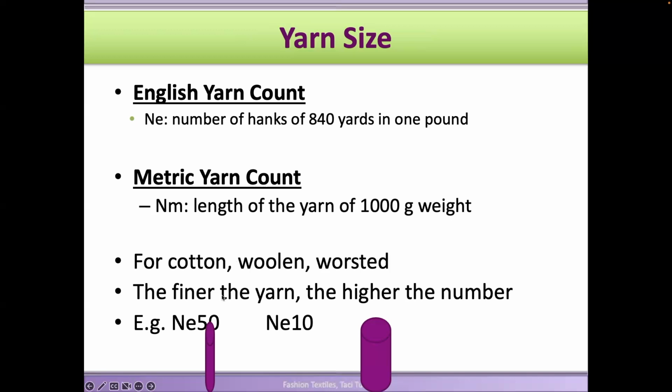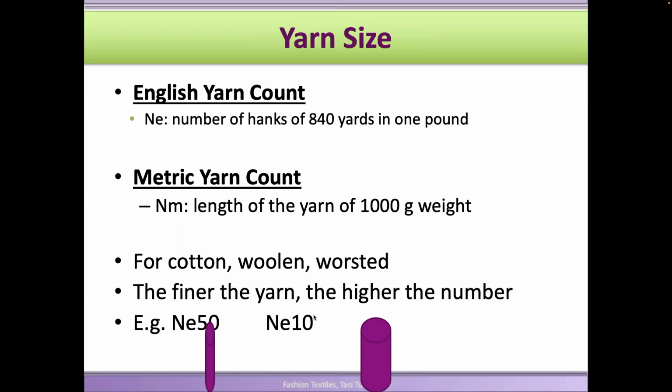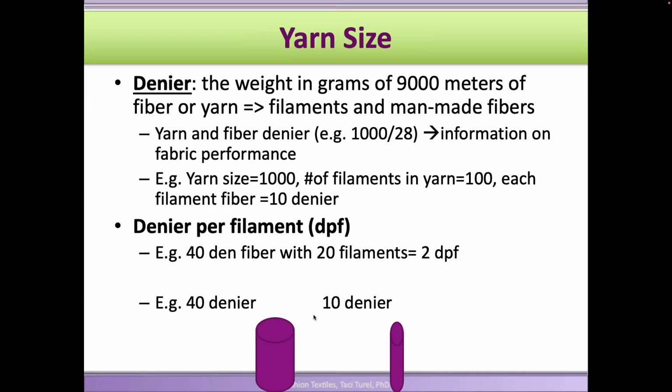So for example, this is an NE50 in the English yarn count system, and this is an NE10. So when the number goes down, your yarn diameter gets larger. So this is why we say the finer the yarn, the higher the number is going to be in the English or metric yarn count system. But we usually use denier for synthetic materials a lot more. And in Europe, they usually use the metric yarn count system, especially for cotton, wool, and worsted yarns.